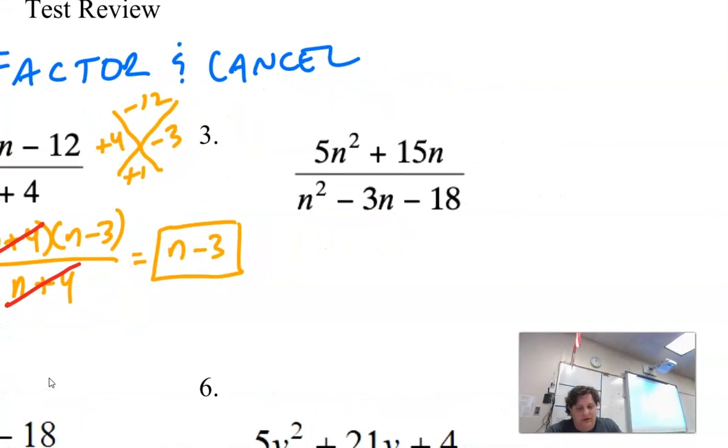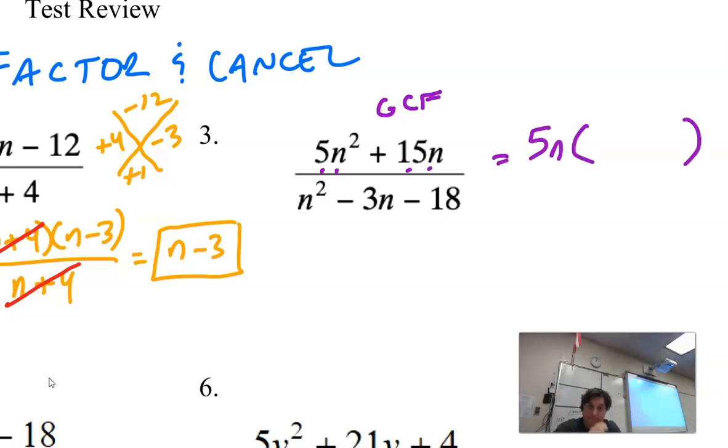And then make sure that you look for GCF questions like this, where I can take a 5 out of both. I can also take an n out of both. So make sure that you look for that, okay? So 5n squared divided by 5n is n. 15n divided by 5n is 3.